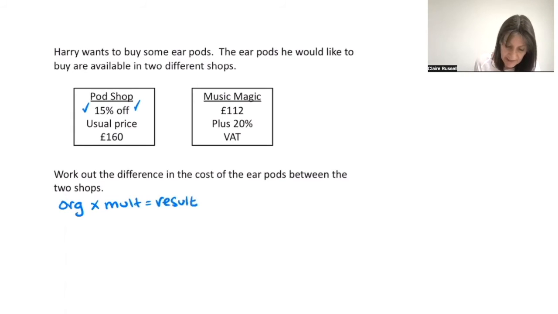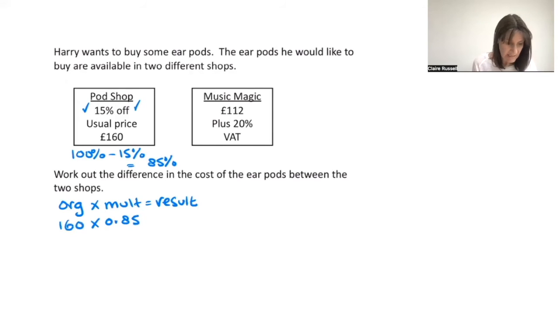My multiplier is going to be 100% minus 15%. That is going to give me 85%, and as a decimal that is 0.85. The original is 160. So when I put that into the calculator, I get 136.